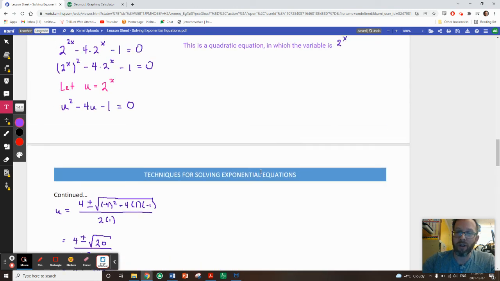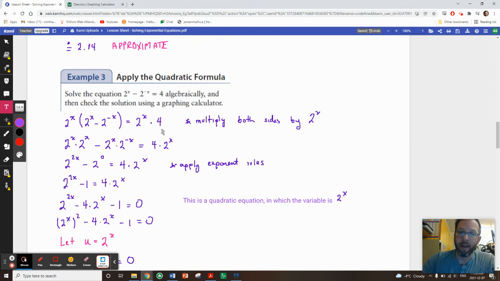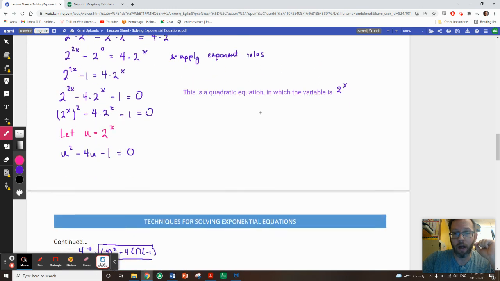Here's the thing though, when you multiply by something that's variable, like 2 to the power of x, that's variable. It differs depending on x. What you do is you introduce the possibility of adding an extra solution to the original equation that wasn't there before. This equation here only has one solution, x equals 2.08.